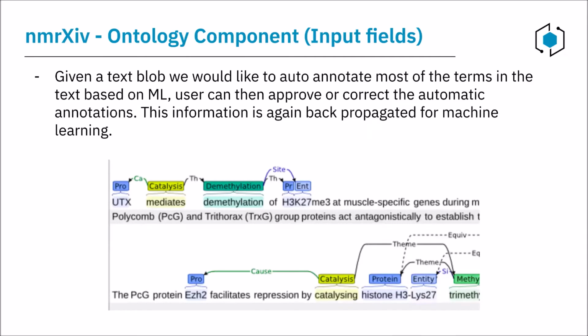One of the challenges that we have come across is with regards to data that has already been deposited across different resources. Retrospectively going back to annotate that data could be challenging because a lot of human curation is needed. So one of the components that we are working on is to auto-annotate text blobs based on machine learning, and then check with the users if they are happy to approve this, or if they have any alternative suggestions.